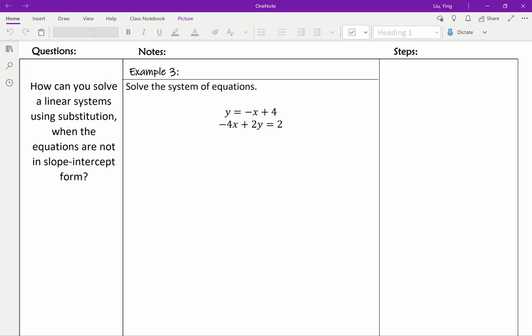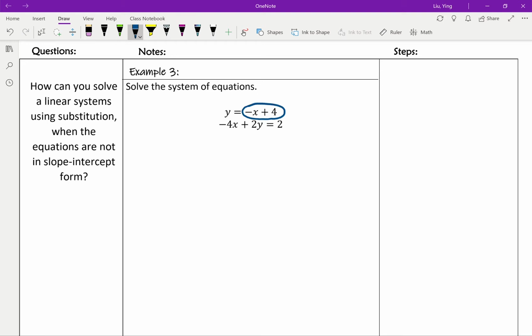Here are two examples of solving a system of equations with substitution. Looking at example 3, we can see that it doesn't tell you what y is exactly, but it does tell you what y could be expressed as. It doesn't say y equals 2, so you can't plug it in directly, but it tells you that y equals negative x plus 4.